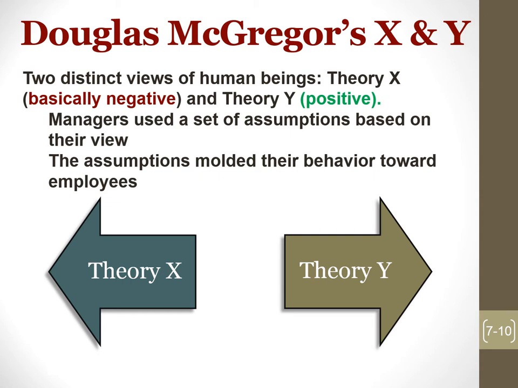The second theory is Douglas McGregor's Theory X and Theory Y. He distinguished two views of human beings: Theory X, basically negative, and Theory Y, basically positive. Managers use a set of assumptions based on their view, and the assumptions shape their behavior toward employees. He divided employees into two groups, Theory X and Theory Y.